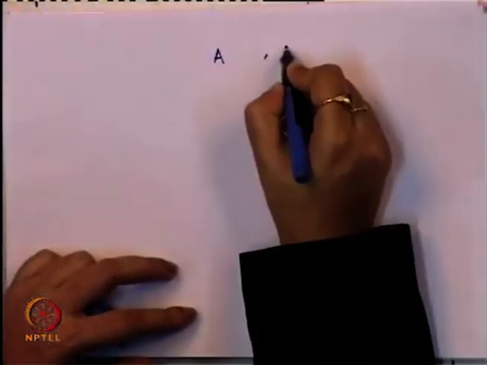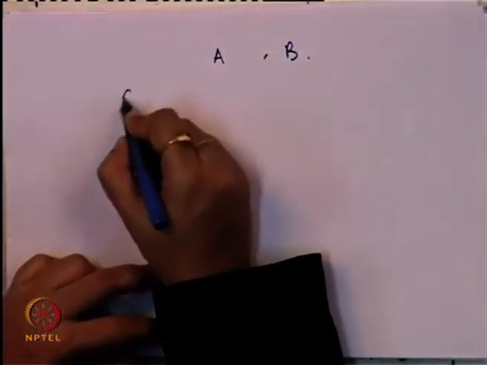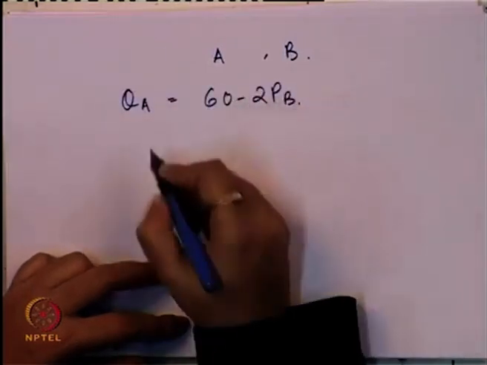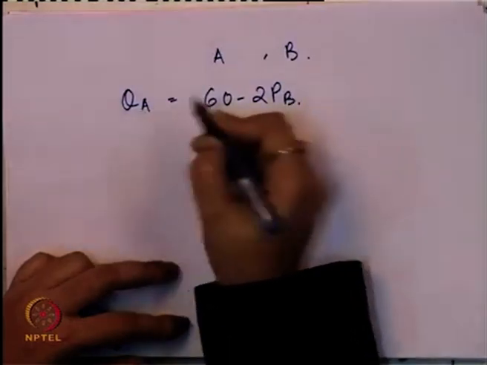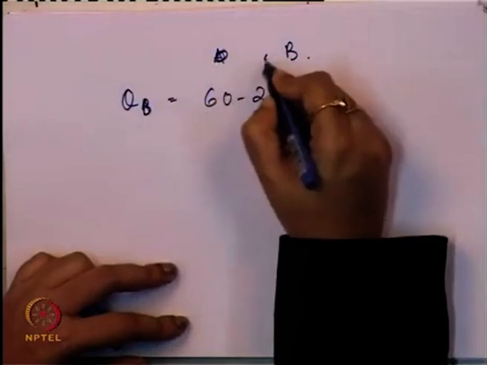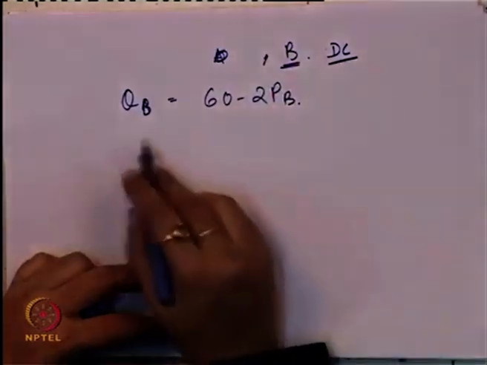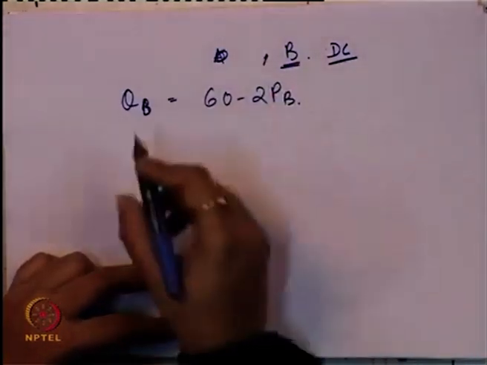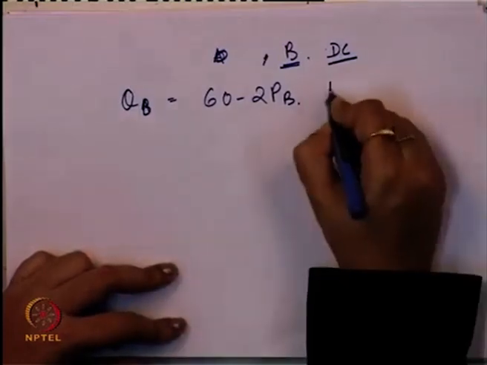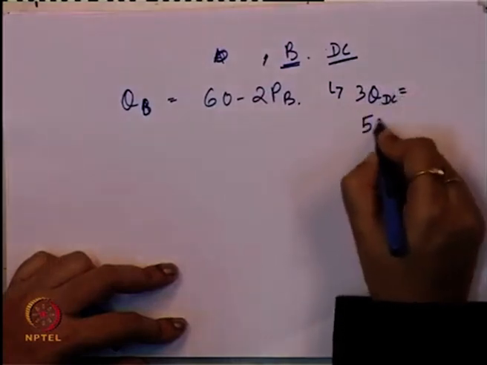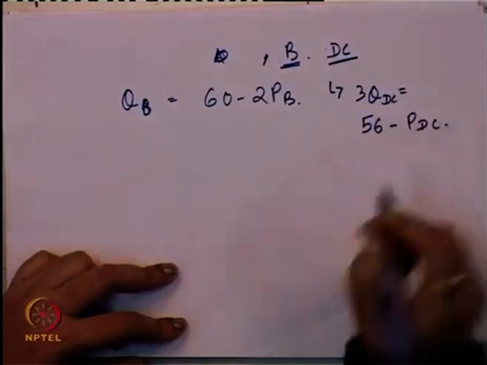So, suppose there are two markets, A and B. We will take two demand functions: QA is equal to 60 minus 2PB, or there are two markets, one is B, and the second one is maybe DC. So, two kinds of markets: QB is equal to 60 minus 2PB, and for this the demand function is 3QDC is equal to 56 minus PDC.